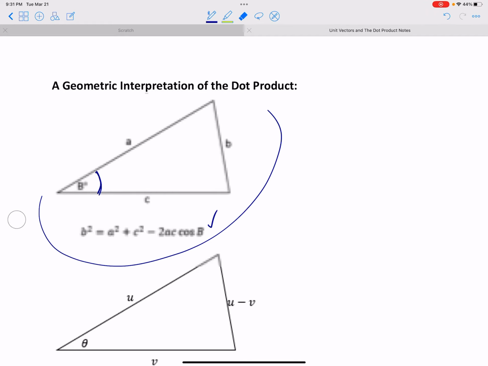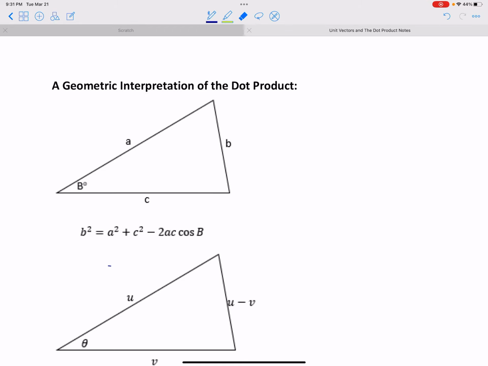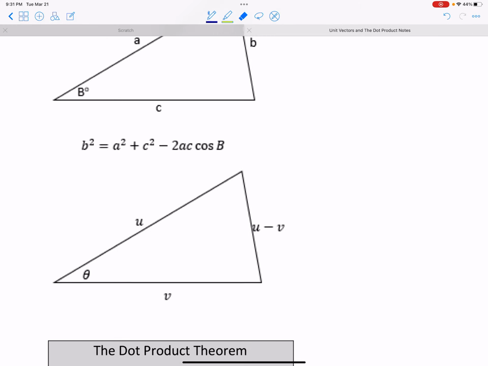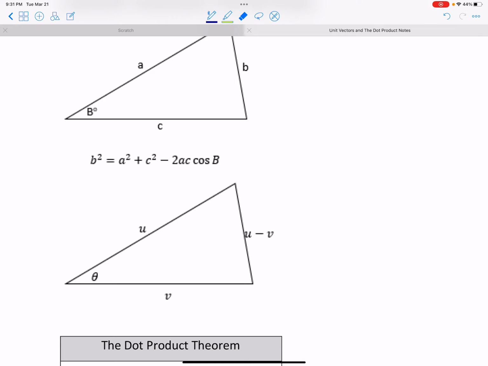Now what I want to do is directly connect this to, instead of a triangle with side lengths A, B, and C, what if I have a triangle that's created by vectors, where I replace my A, B, and C with those vector lengths, and I replace my angle with some direction angle. Okay, so instead of A, I have this vector with the length, magnitude of u. Instead of C, I have this vector with a magnitude of v. And then instead of B, I have this vector with a magnitude of u minus v. Now, some of you might be thinking to yourselves, why?